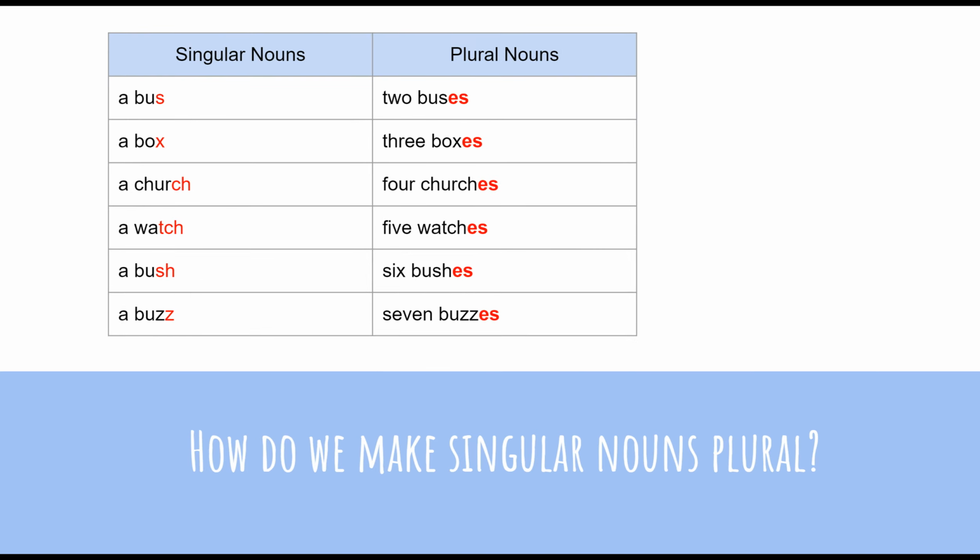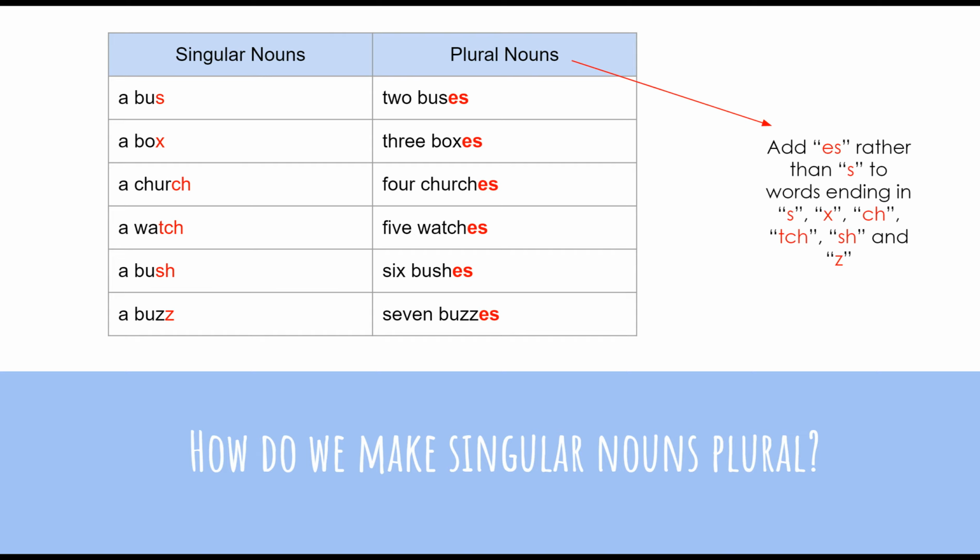Now we're going to have a look at some different nouns. So remember, singular just means one. A bus, a box, a church, a watch, a bush, and a buzz. So we add ES rather than S to words ending in S, X, CH, TCH, SH, and Z. You can see in this column, I've coloured the final letter in red so we can identify if we would use an S or ES at the end.